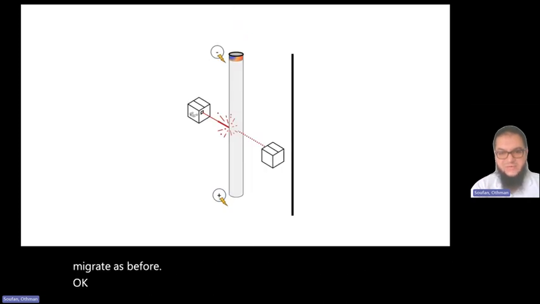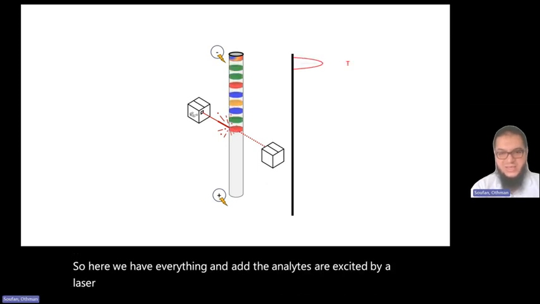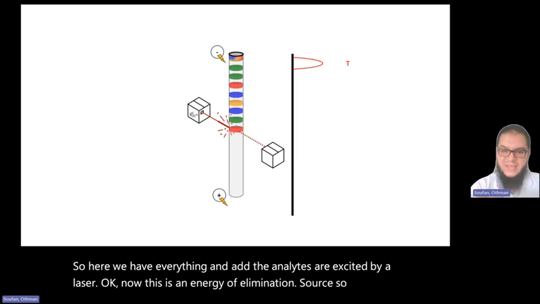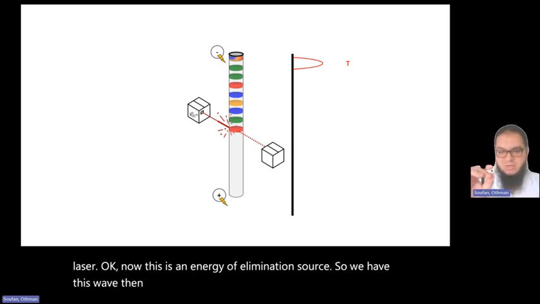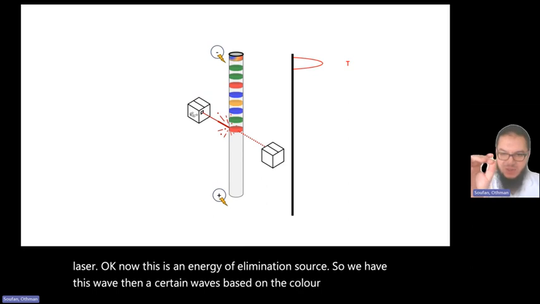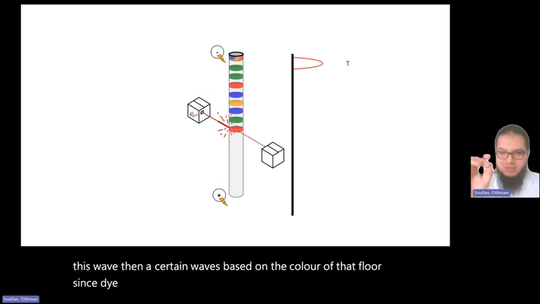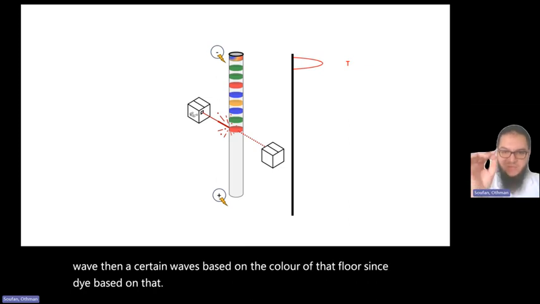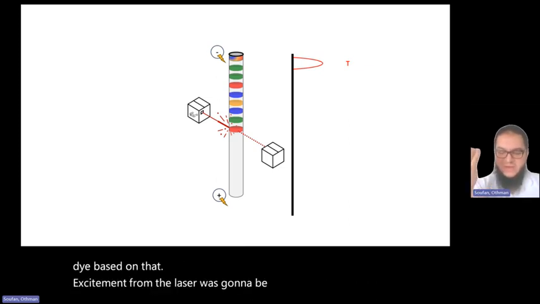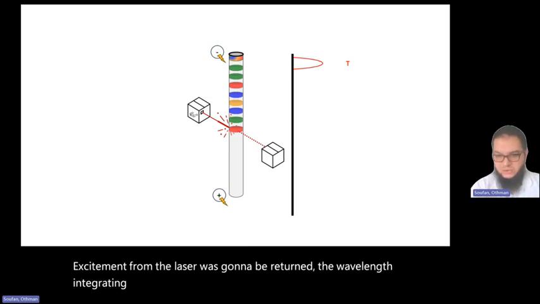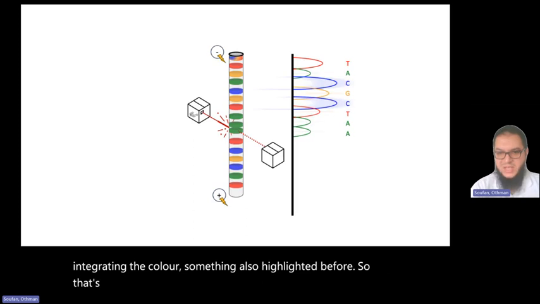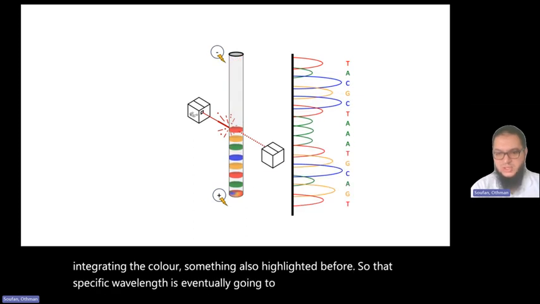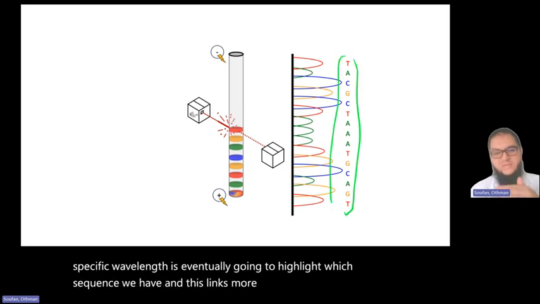Okay, so here we have everything. The analytes are excited by a laser, which is an energy source. So we have this wave, and certain wavelengths are based on the color of that fluorescence dye. Based on that excitation from the laser, what is returned is the wavelength indicating the color, something we also highlighted before. That specific wavelength is eventually going to highlight which sequence we have.